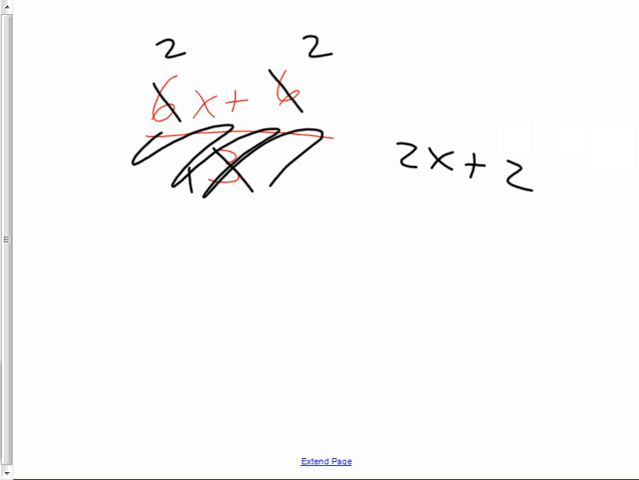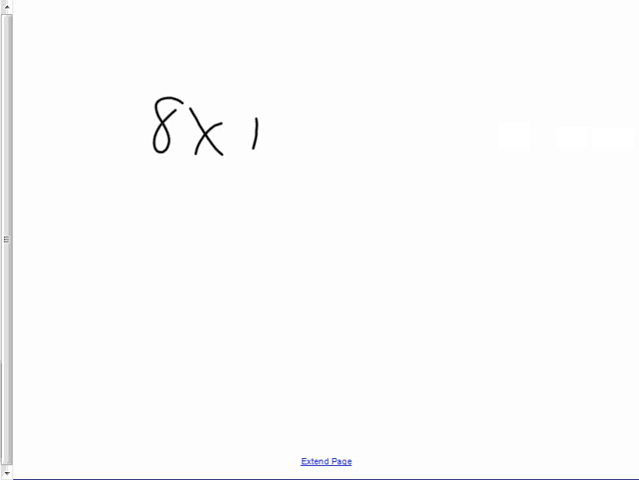All right, I'd like you to try one like that. 8x plus 4 all over 12. Would you see if you can cancel that for me? Option A, you factor the top and then cancel. Option B, you take something out of everything.